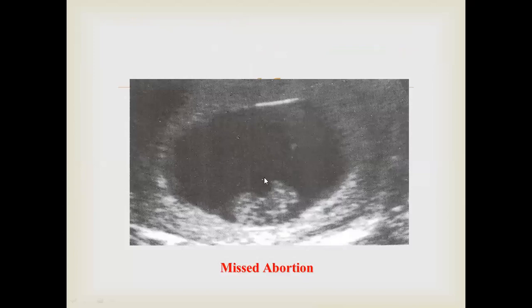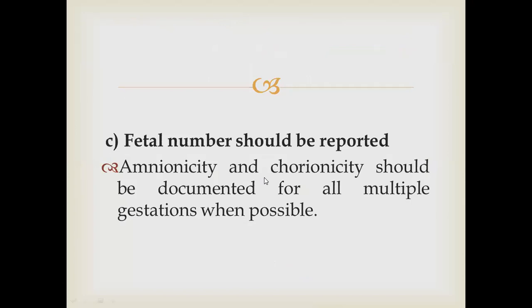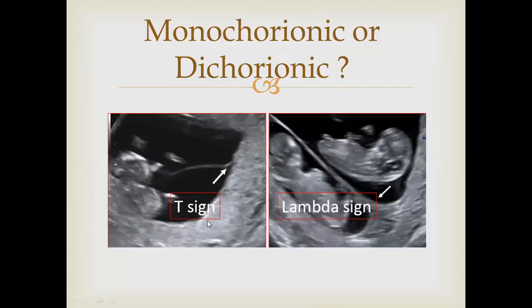There is no pulsation in the fetal pool. Fetal number should be reported, and this is very important. Amnionicity and chorionicity should be documented for all multiple gestations whenever possible. This is very, very important to document in the first trimester, because diagnosis of this in the second and third trimester is very difficult, and because the complications mostly occur in monochorionic twins rather than dichorionic twins. Monochorionic twins need special follow-up to detect twin-to-twin transfusion syndrome, which is not needed in dichorionic twins.